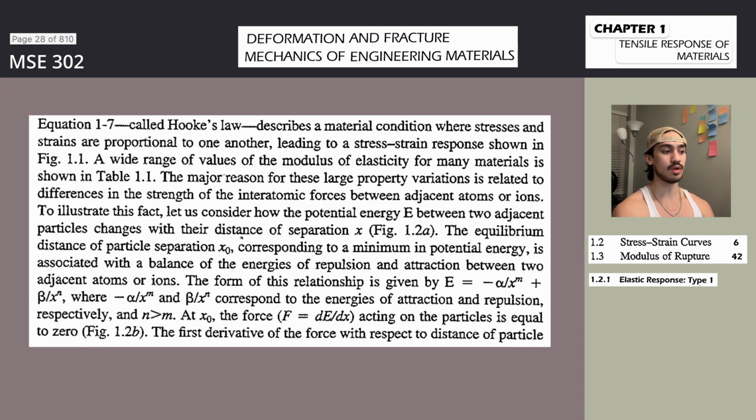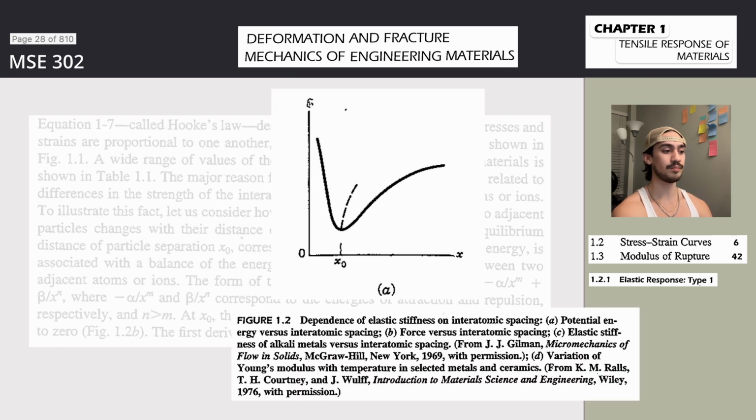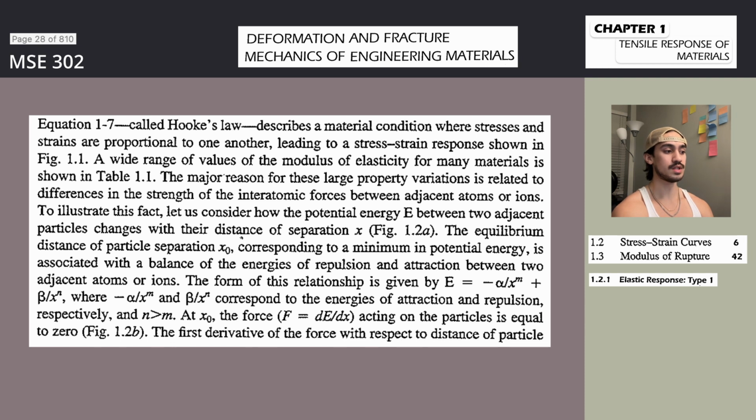The major reason for these large property variations is related to differences in the strength of the interatomic forces between adjacent atoms or ions. To illustrate the fact, let us consider how the potential energy E between two adjacent particles changes with their distance of separation x, figure 1.2a. The equilibrium distance of particle separation, x naught, corresponds to a minimum in potential energy. This is associated with a balance of the energies of repulsion and attraction between two adjacent atoms or ions.